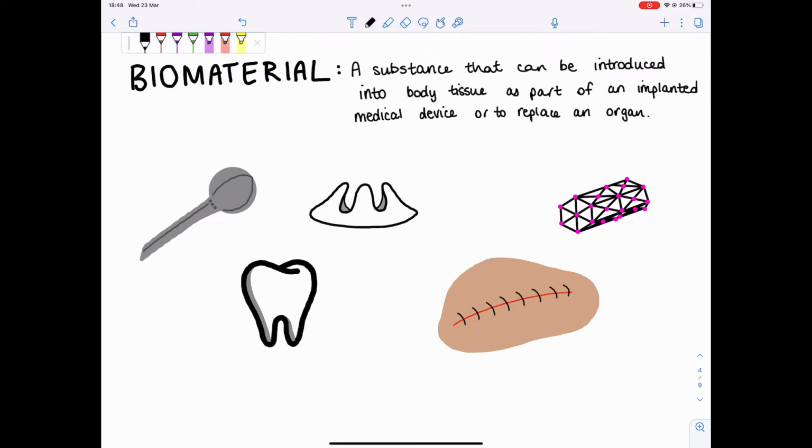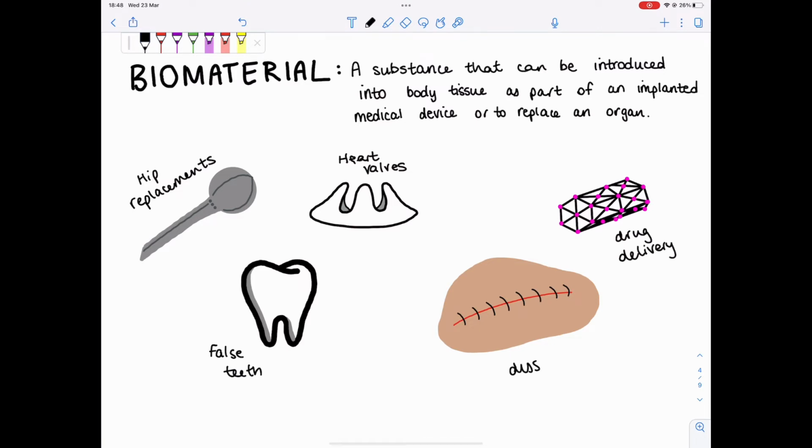A biomaterial is a substance that can be introduced into body tissue as part of an implanted device or to replace an organ. Throughout years of experiments and research, many uses for all kinds of polymers have been found, from hip replacements, false teeth and heart valves, to nanotubes used in drug delivery and self-dissolving sutures that seal deep wounds.